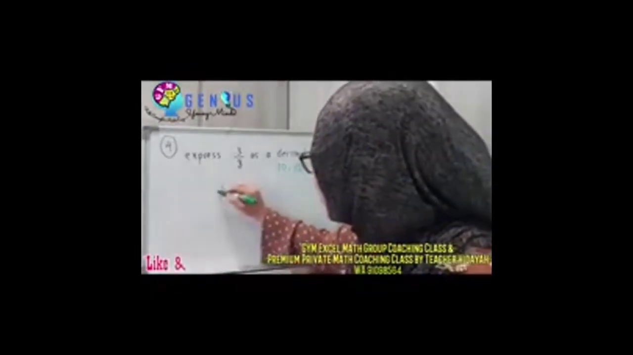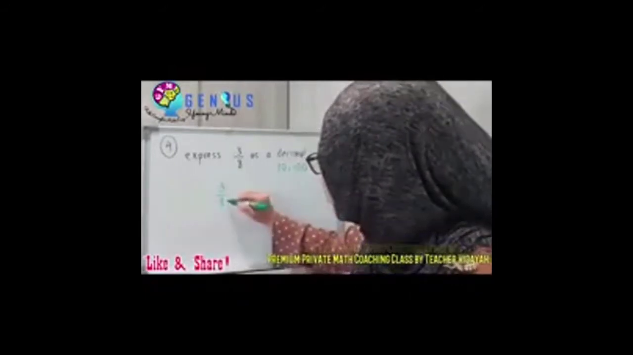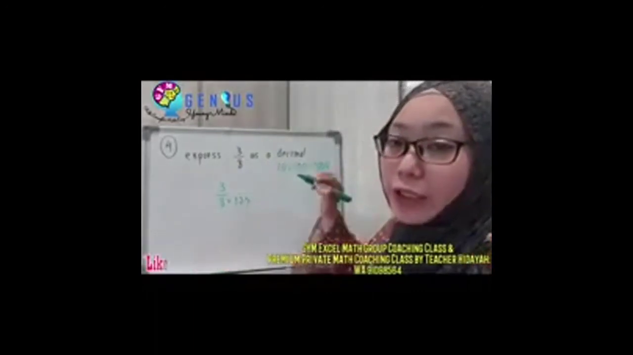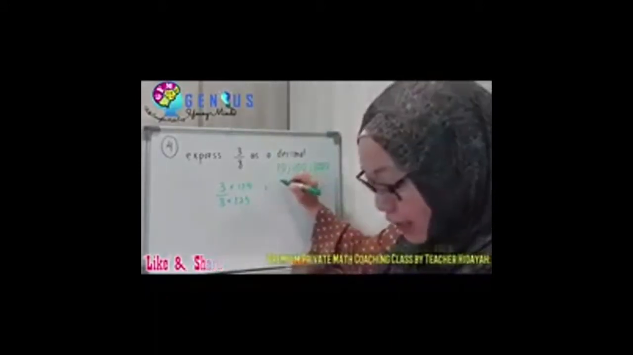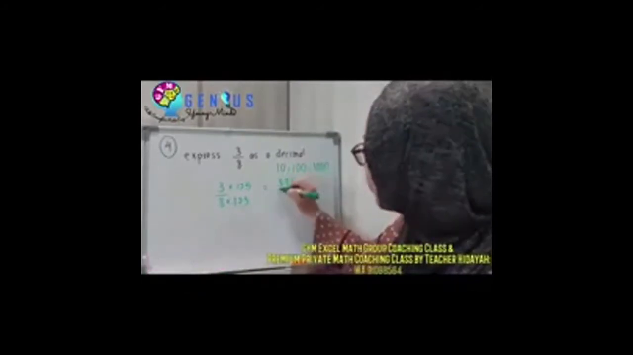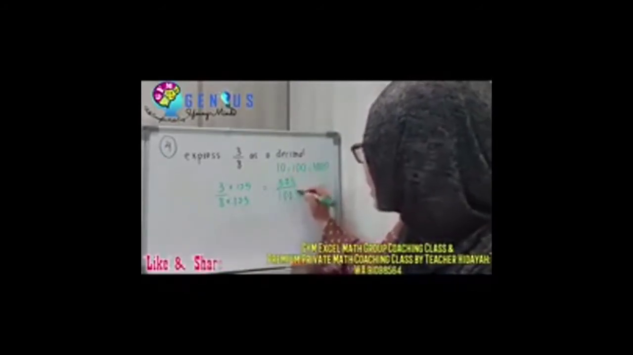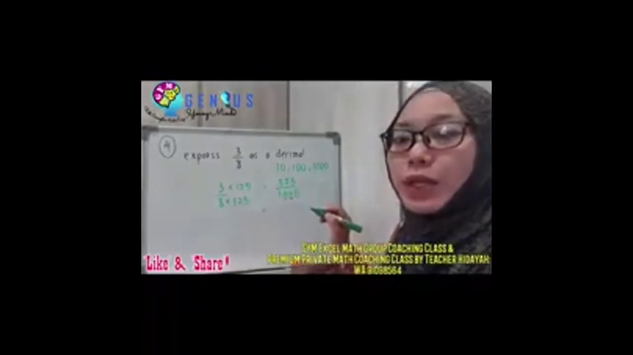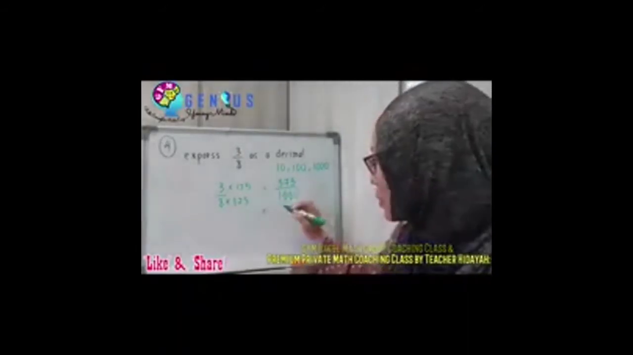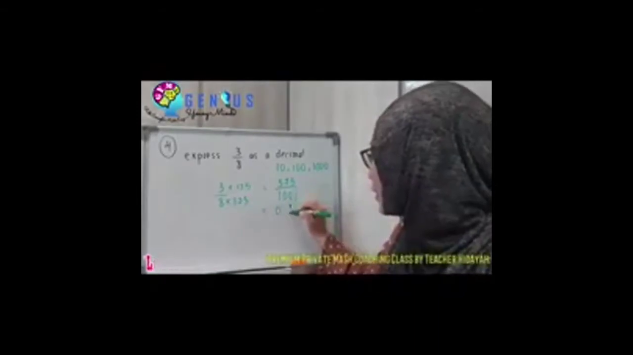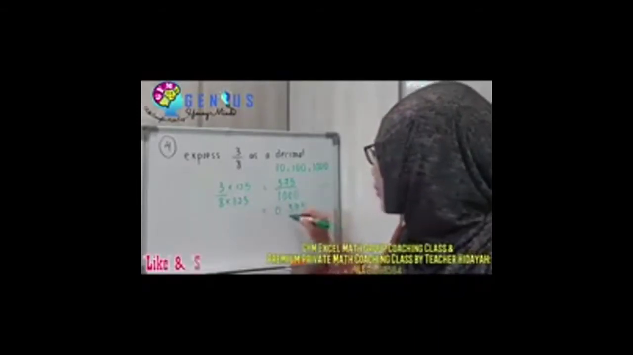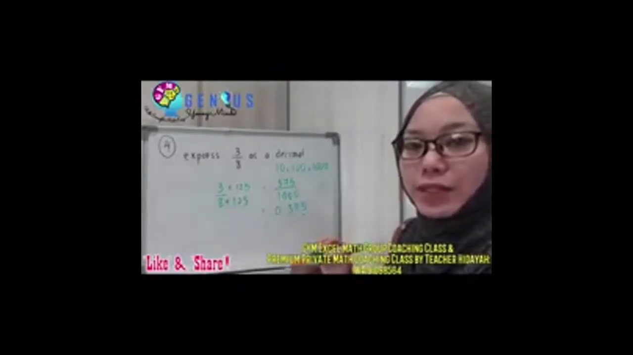So 3 over 8, we change the denominator to 1000, which means we are going to times it with 125. Whatever you do to the denominator, the numerator will have to do the same. Here also times 125. So I will get 375 over 1000. 1000 means 3 decimal places, so it's 0.375. 1, 2, 3 decimal places.